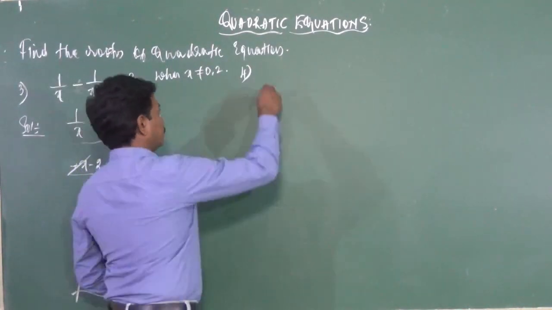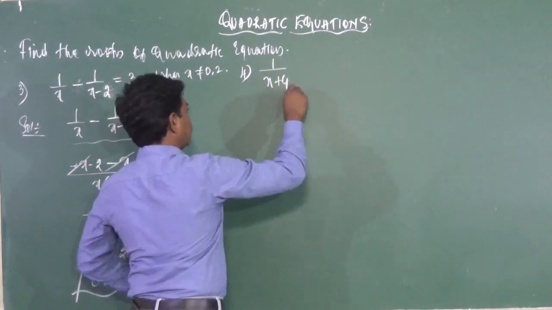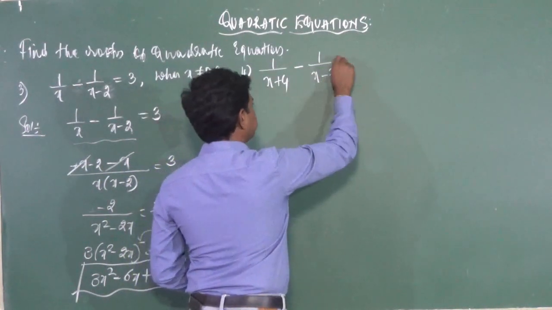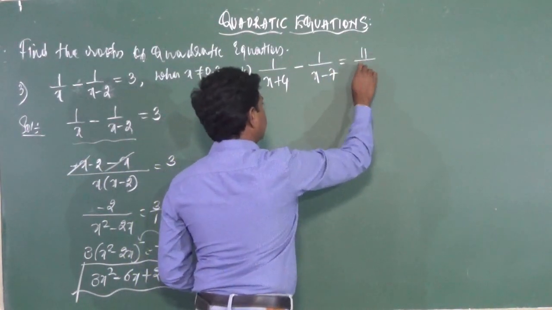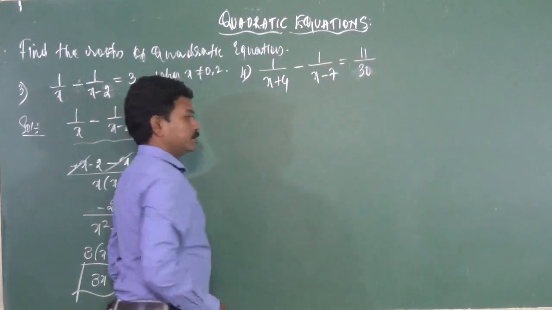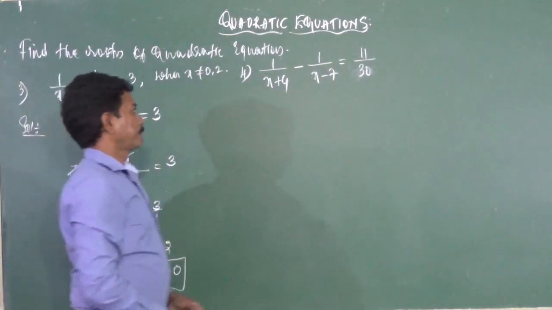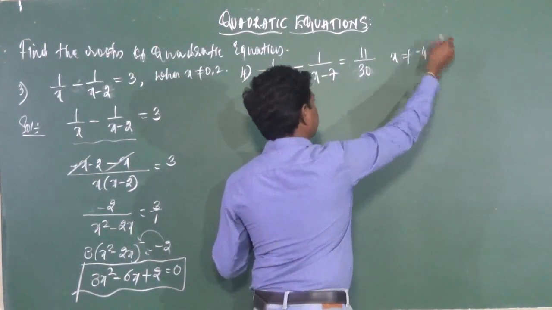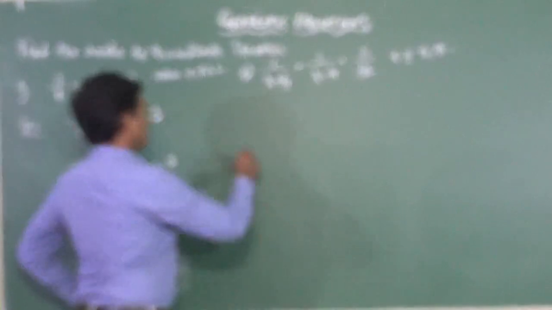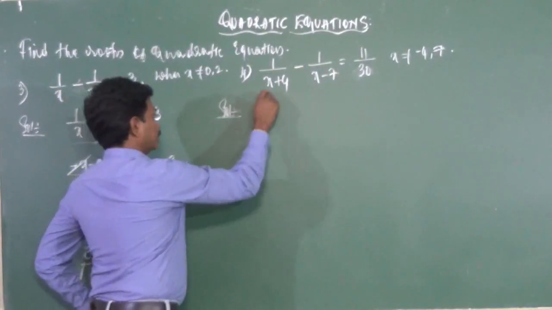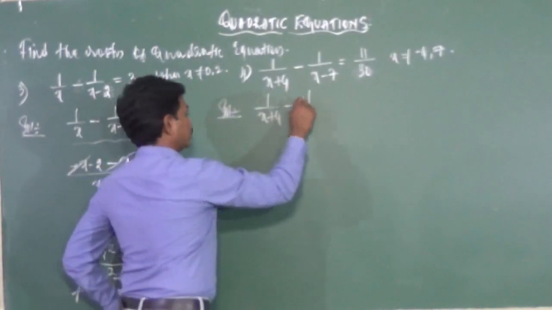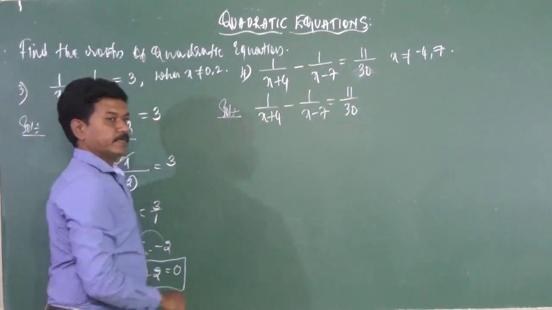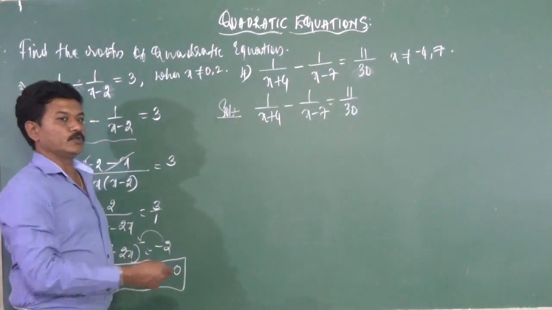1 by x plus 4 minus 1 by x minus 7 is equal to 11 by 30, where x is not equal to minus 4 and 7. So now let us take up the given problem. 1 by x plus 4 minus 1 by x minus 7 is equal to 11 by 30. Now take up the LHS because it has two fractions there.